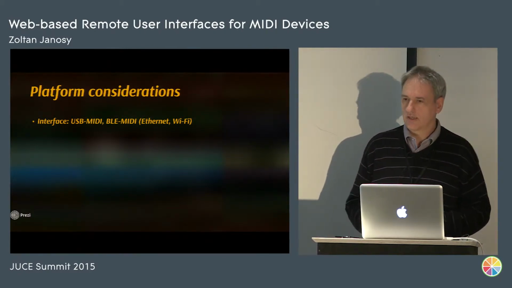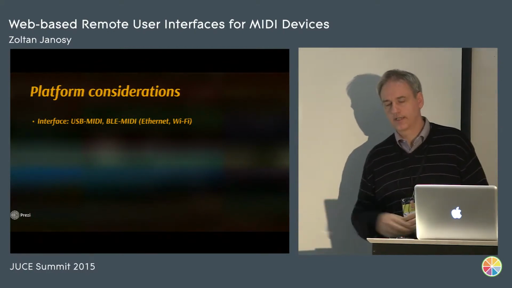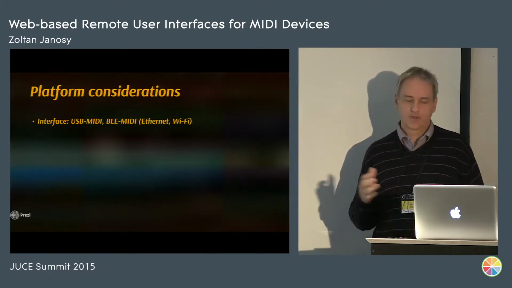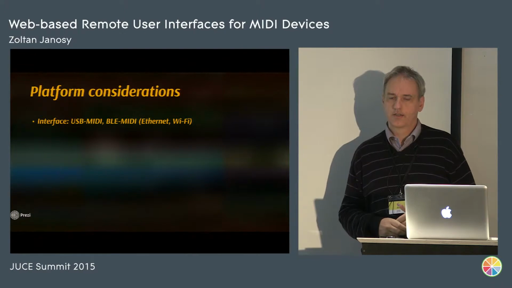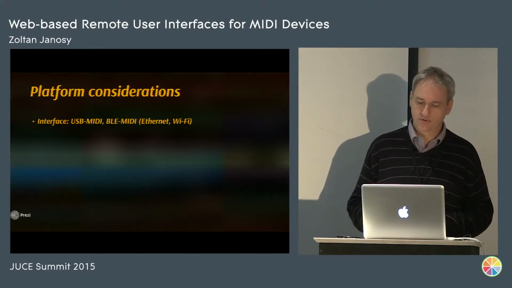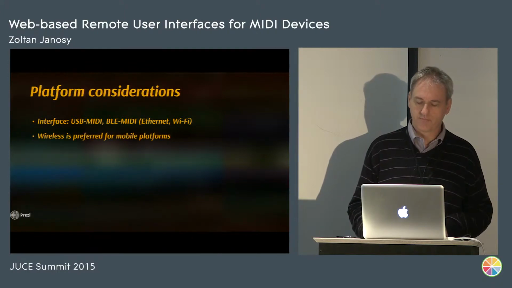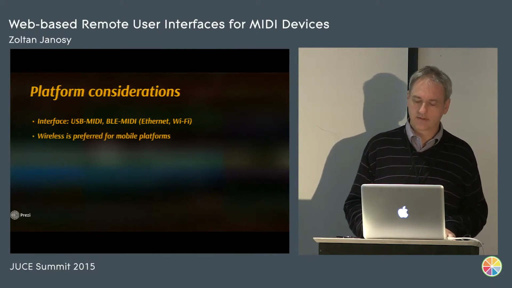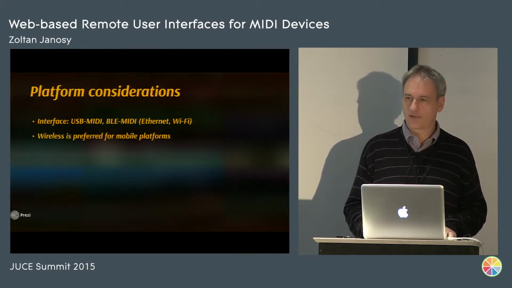But of course, if the device already has some kind of Ethernet or Wi-Fi, for example, it runs Linux, then it's possible to use that as an interface. As I said, wireless is really preferred for mobile platforms.